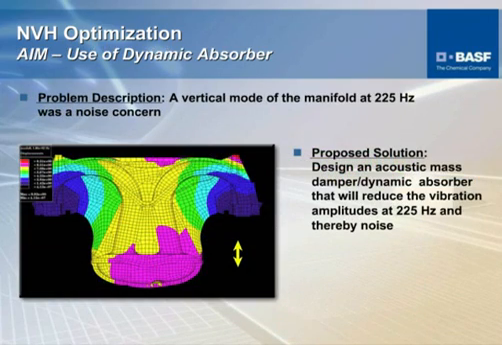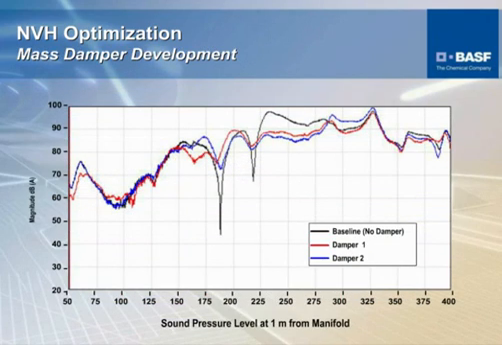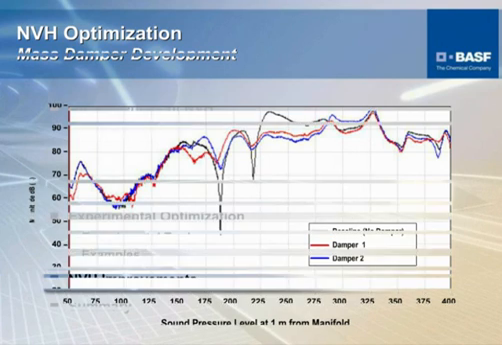In this case here, we were using a dynamic absorber. The problem was the vertical mode of the manifold at 225 Hertz, which was the cause of the major noise concern. The proposed solution was to design acoustic mass dampers, dynamic absorbers, that would reduce the vibration level at 225 Hertz and thereby the noise. Essentially, when you reduce the vibration level, you are reducing the noise. Here we went through the process of designing that damper, with several configurations, and comparing all of these.